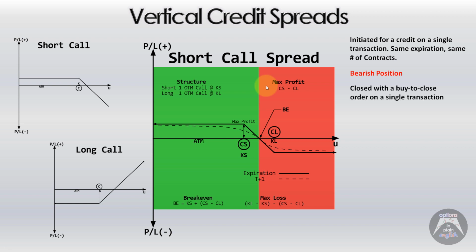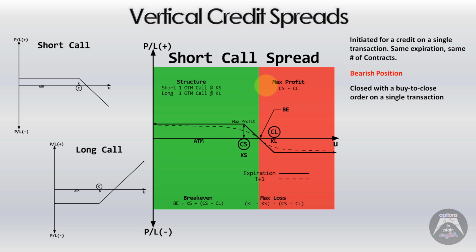This position is closed with a buy to close order on a single transaction, same thing as when we initiated it. You don't need to buy back the short portion and then the long portion. You can close the whole spread at once. You can also, if you would prefer it that way, leg out of the position. You could close the short call or the long call separately.